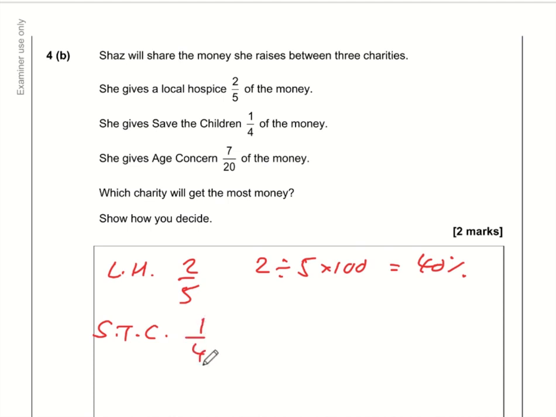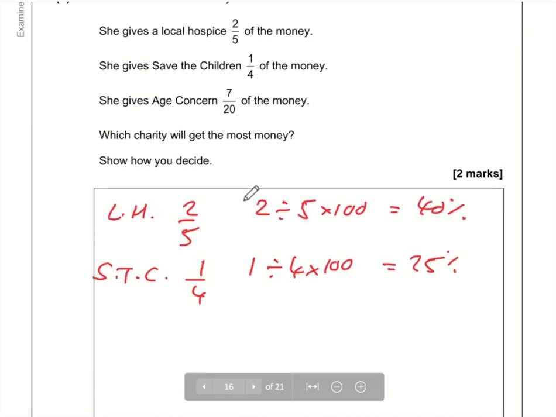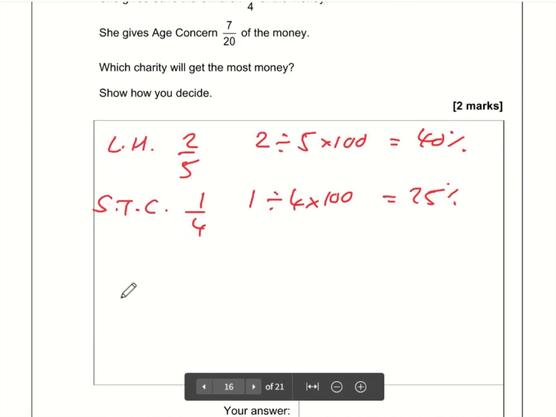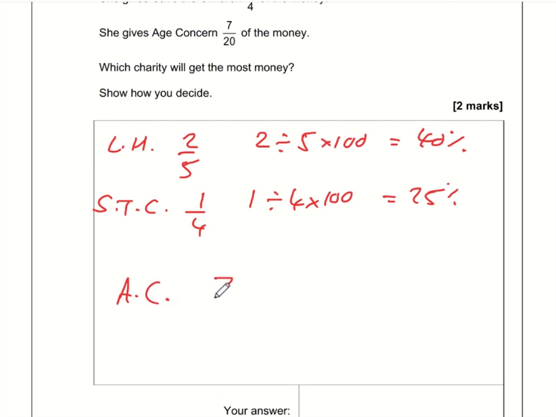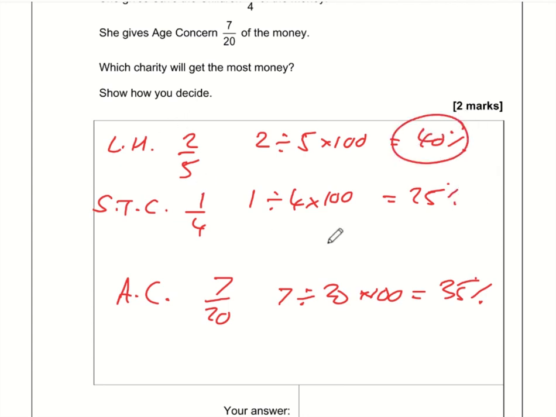Well, hopefully you just know what 1/4 is as a percentage. If not, it's top divided by bottom times 100, so that is 25%, or I suspect most people know that a quarter is 25%, although not everybody. And Age Concern, let's put AC, again 7 over 20, so that is 7 divided by 20 multiplied by 100, and that is 35%. Well, what is the greatest percentage? That is the 40%, so that will be the local hospice.